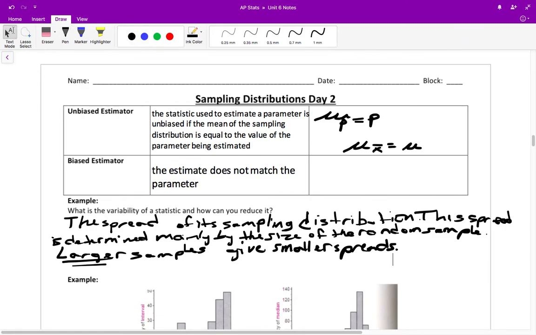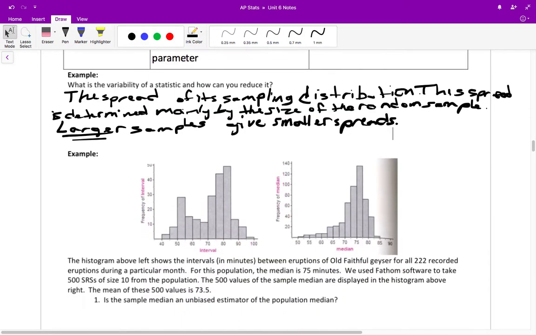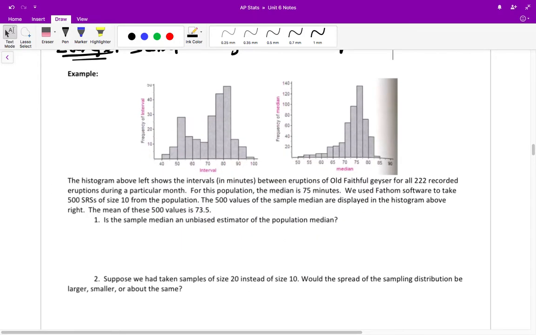All right, so here we go with example time. We've got a couple different graphs up here. So the histogram above and left shows the intervals in minutes between eruptions of Old Faithful Geyser for all 222 recorded eruptions during a particular month. For this population, the median is 75. So here's your actual frequencies. So the median of this would be at 75, so it would be about right in here.